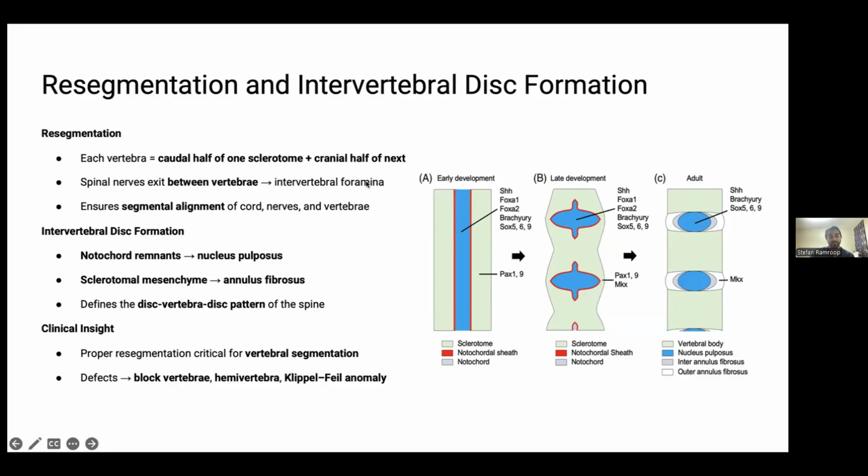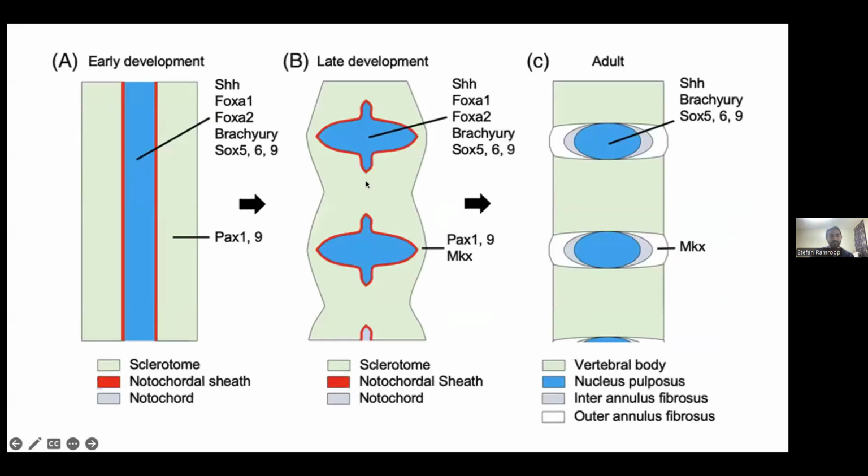If you have any issues with resegmentation failing, you can get congenital anomalies, such as block vertebra, hemivertebra, or Klippel-Feil syndrome. We have segmentation defects that could lead to abnormal spinal fusion and limited motion, which we'll discuss later. So just taking a closer look at that picture I was just talking about.